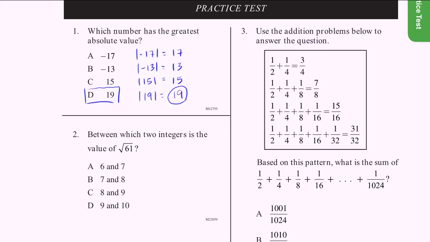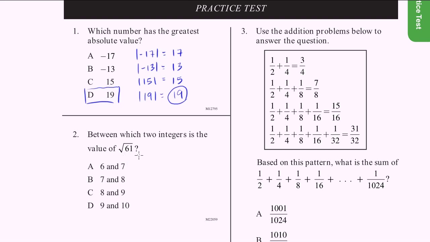Problem number 2. Between which two integers is the value of the square root of 61? So the way you think about this is that the square root of 61 is going to be some decimal number. I don't know what it is. But there's going to be some integer that if I square it is going to be a little bit lower than 61, and some other integer that, if I square it, is a little bit greater than 61. So let's see if we can figure this out.